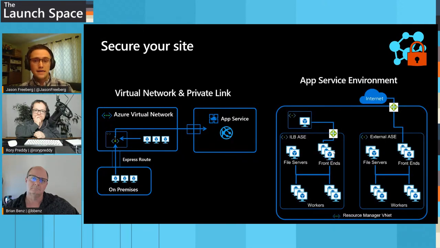On the other hand, if you want even more security, you can use the App Service Environment, or ASE for short. The ASE is a single tenant variant of App Service. That means all of the roles of App Service, like the file servers, the front ends, and the workers that are actually hosting your application, all of that infrastructure is dedicated to your deployment. So that means you can secure it even more than the multi-tenant version of App Service, and you can also scale out farther than the multi-tenant version.